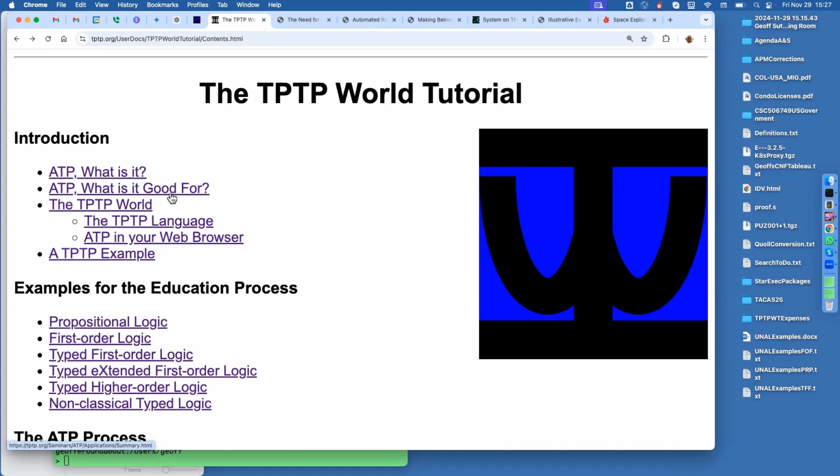Lukasiewicz, I think, depends which one, but yes, Lukasiewicz has a three-valued logic, I think, yeah.